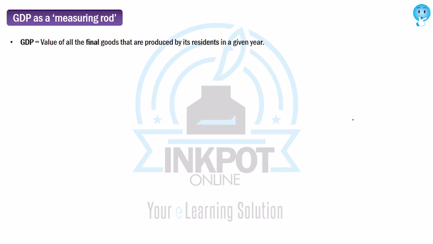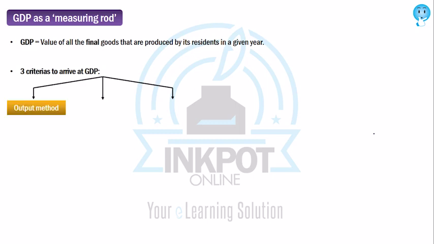So, coming to the most common measuring parameter for growth and development, it's the GDP or the gross domestic product. We can say it is the value of final goods and services being produced in a particular year. You should know the three criteria to arrive at GDP. Well, the authors do not discuss this in much detail, but briefly, there are three methods. You must be recalling this from your high school and previous semesters, isn't it?